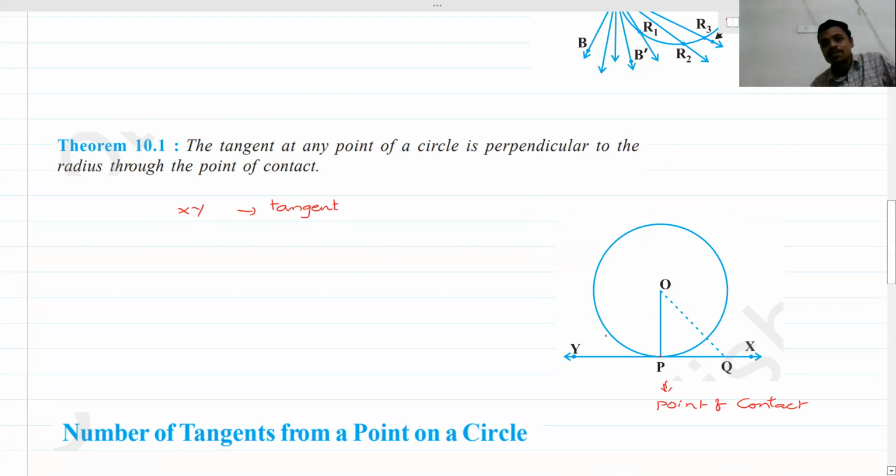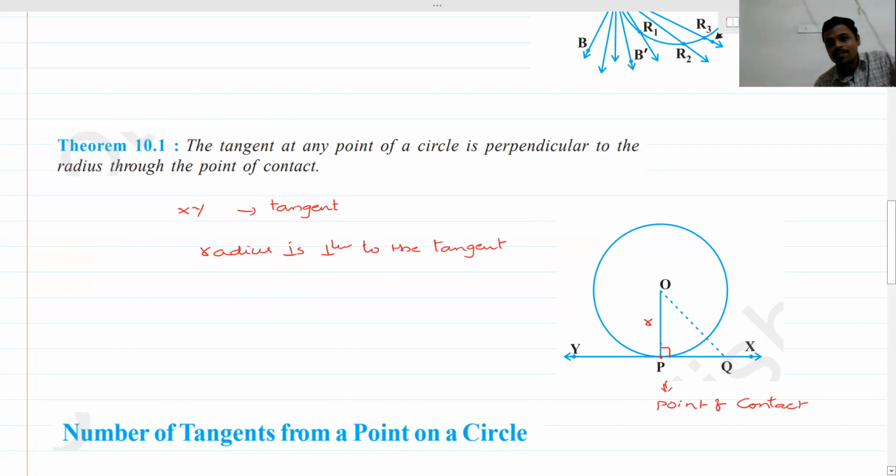The statement goes like this: this is the radius, and this radius is always perpendicular to the tangent at the point of contact. So the statement says that the radius is always perpendicular to the tangent through the point of contact.